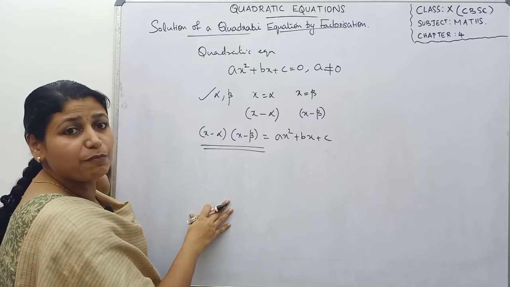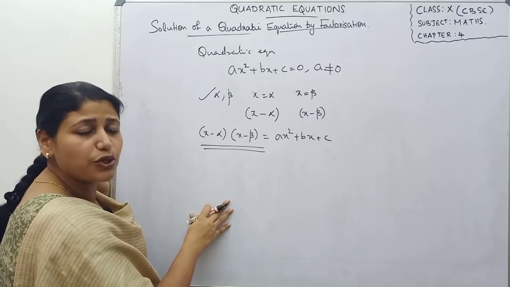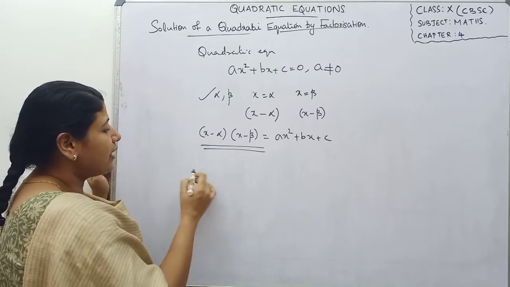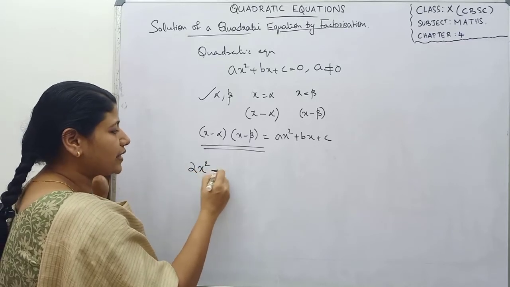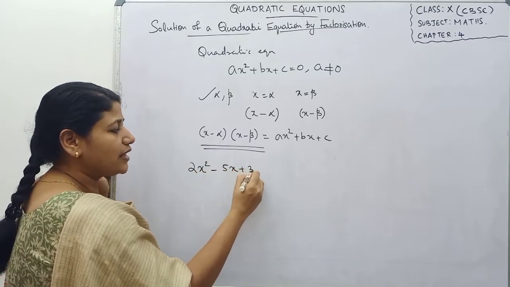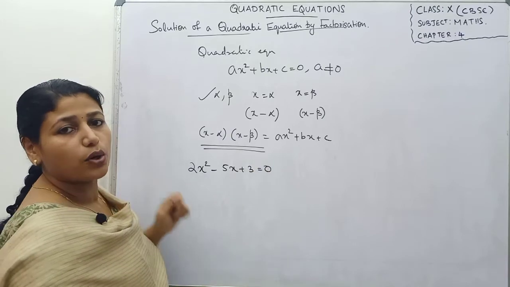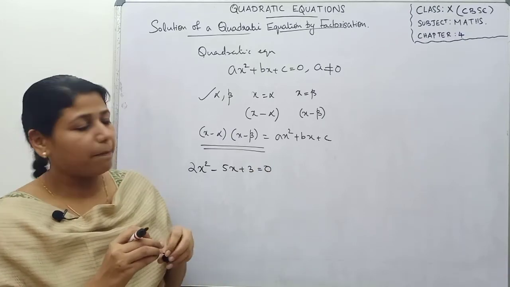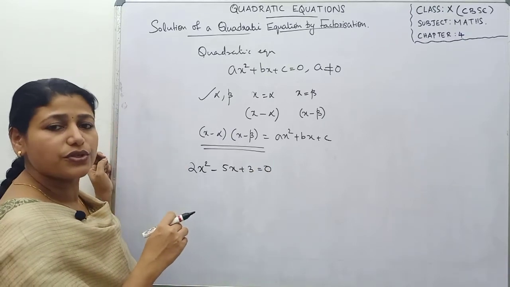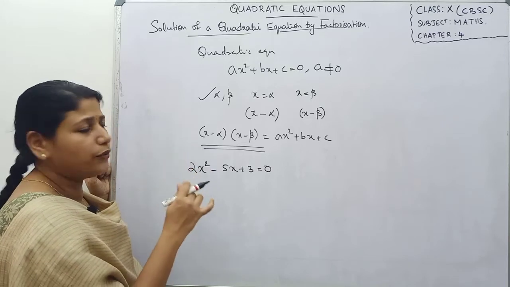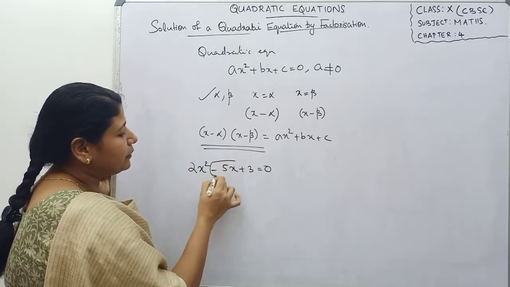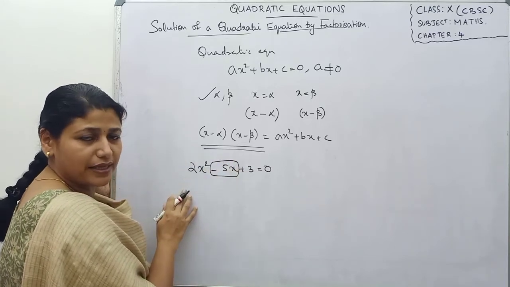The first method is splitting the middle term method. That also you have studied in your 9th standard. Let's look at one example. 2x square minus 5x plus 3 equal to 0. This is a quadratic equation. 2x square minus 5x plus 3 equal to 0. So can you split the middle term? Negative 5x can be split, isn't it?